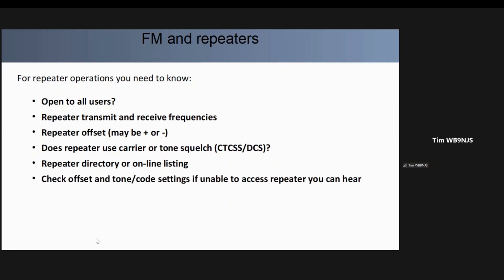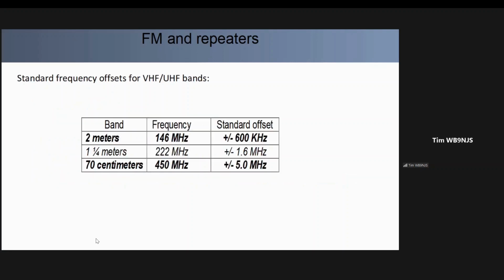If for some reason you can hear a repeater, but you are unable to access it, you might be using an improper transceiver offset, the wrong CTCSS tone or PL tone, or an improper DCS access code. Those are the answers out of the question pool. So if you're unable to access a repeater and you can hear it, you might be using an improper offset, wrong tone or wrong code.